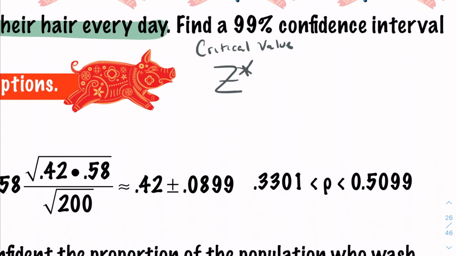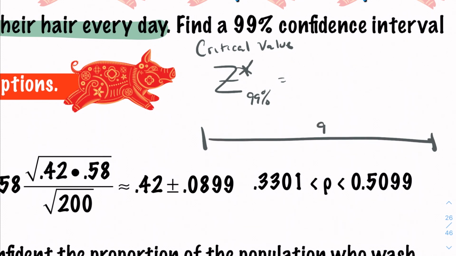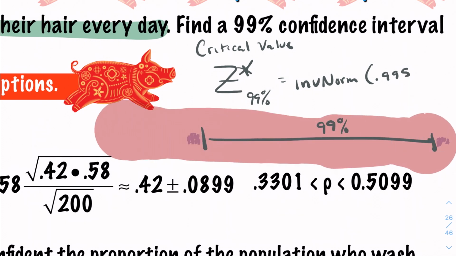Our z star for 99% is going to be, well, if we are 99%, what is not included in our distribution? So if we look over here and we look over here, well, that's 1% total. So what we're going to have to do to calculate this is go inverse normal of 0.995, because inverse normal only goes upper bound below. And then we're just going to do 0 and 1 because we are on our standard normal model.